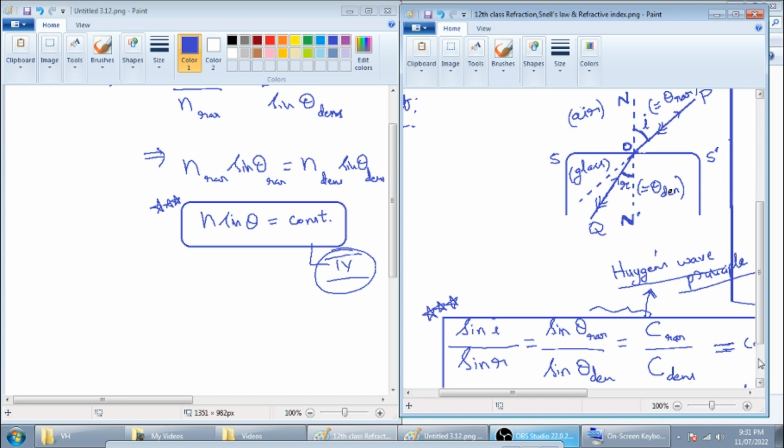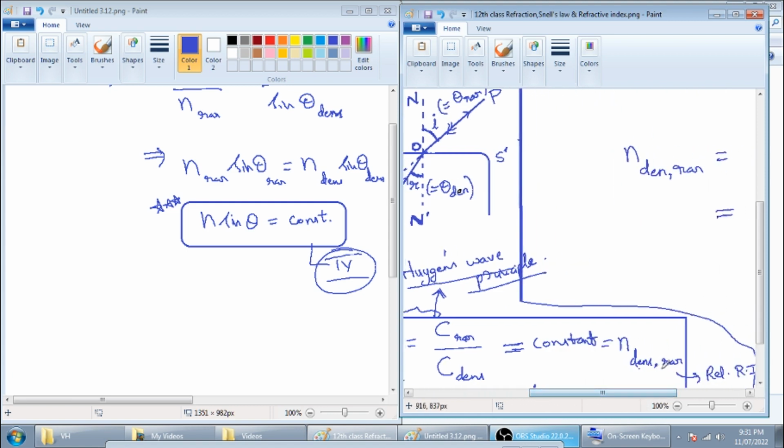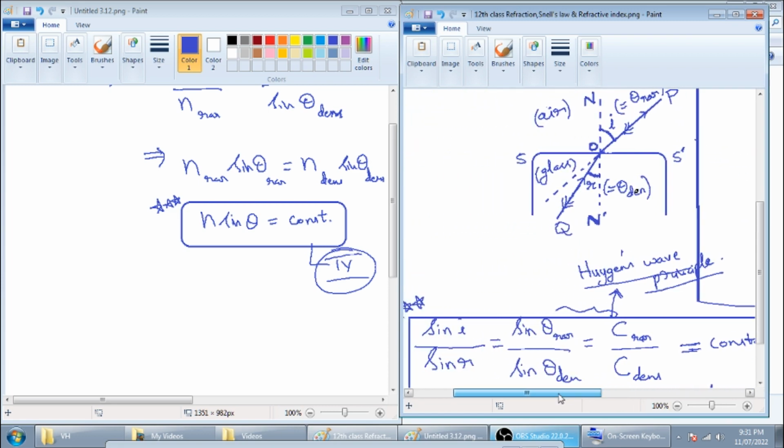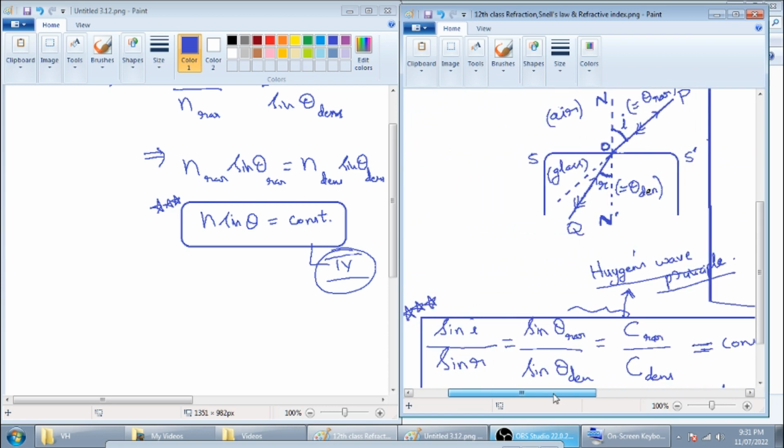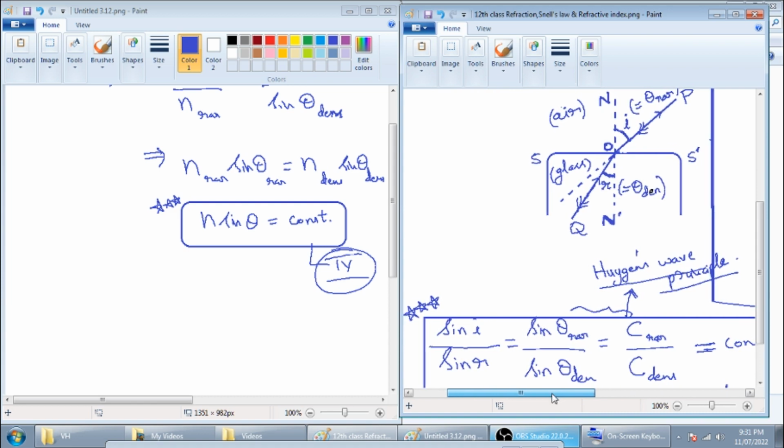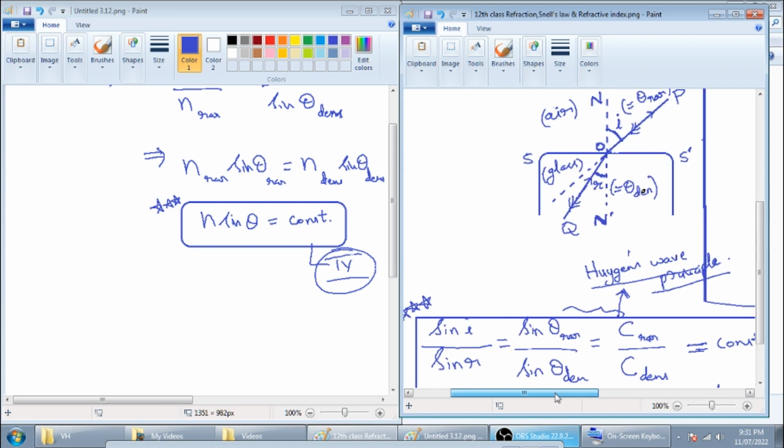in the denser medium is a constant, simply called as what? The refractive index of the denser medium with respect to the rarer medium. Even the reverse can be considered, the refractive index of the rarer with respect to the denser medium, but that is practically less useful, because the values of refractive indices will actually be less than 1. So they are not much used.